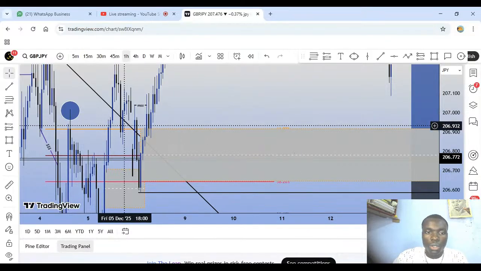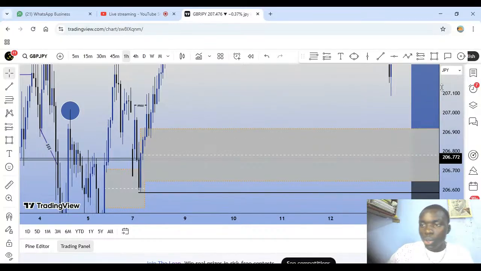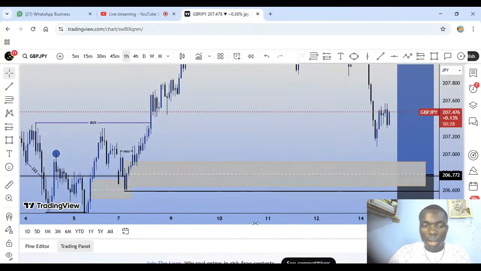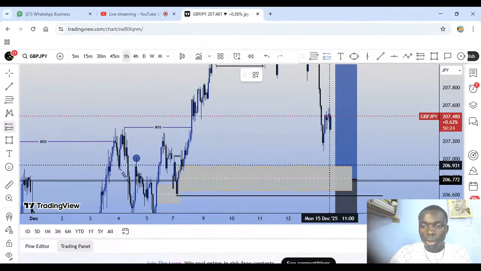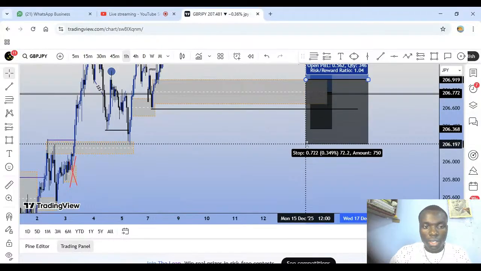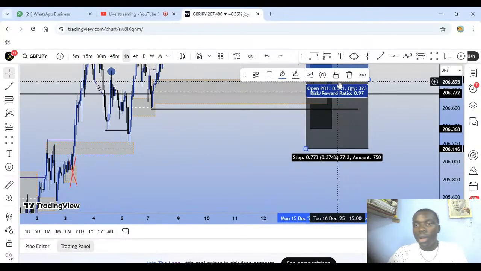So I'm going to show you here. You can see this zone is very wide. You understand? So you'll be asking, where can you buy from? How can you know where to buy? Most times if you put your trade here, your SL is going to be too wide. So how can you do that?